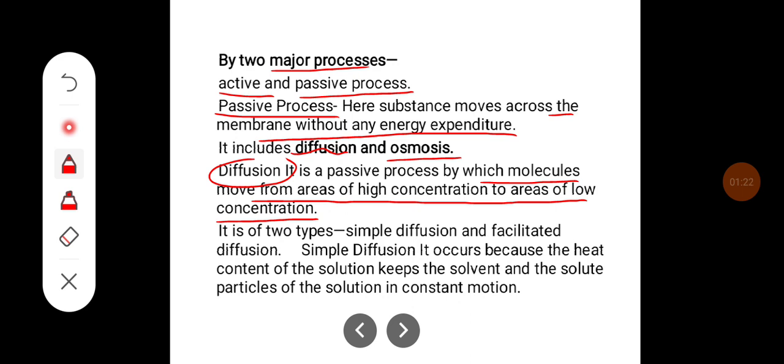Diffusion can be of two types: simple diffusion and facilitated diffusion. Simple diffusion occurs because of the heat content of the solution, which keeps the solvent and the solute particles in the solution in constant motion.